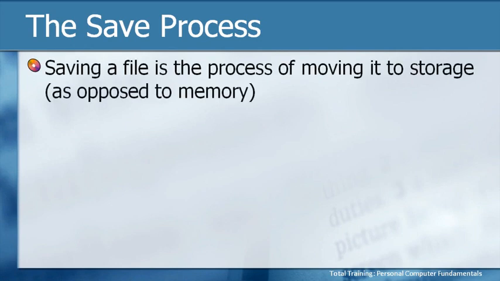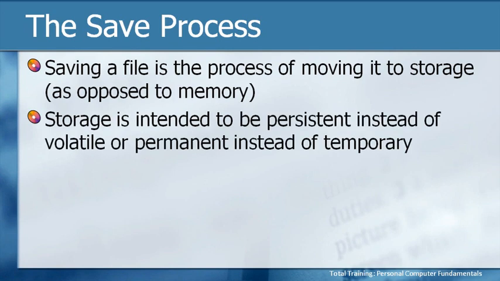Saving of files is the process of moving the file and its contents to storage as opposed to memory. Storage is intended to be persistent instead of volatile, or permanent instead of temporary. When we first start working, let's say that we are typing something into WordPad, Notepad, or Microsoft Word. Until we actually save it, all of that information is just being held in RAM memory, which is temporary. If the computer were to go off all of a sudden, we might lose all of the work that we had. Fortunately, when we save a file, we're going to move that information to a permanent location, or at least a more persistent and stable place, instead of leaving it in that RAM memory where it's in a little bit of peril if something bad goes on.